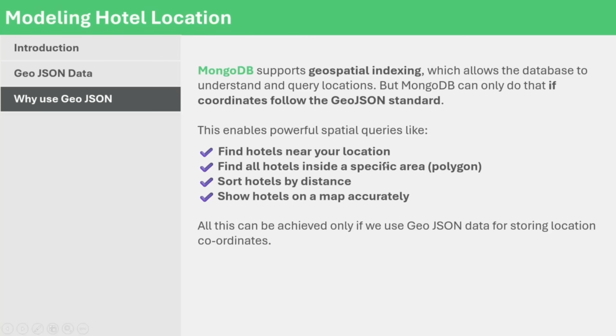Okay, so I hope now you understand what GeoJSON data is. This is a very high level overview, but I just want to make sure that you understand what GeoJSON data is and why we are using GeoJSON data for storing the coordinates of the hotel. So let's go back to VS Code.